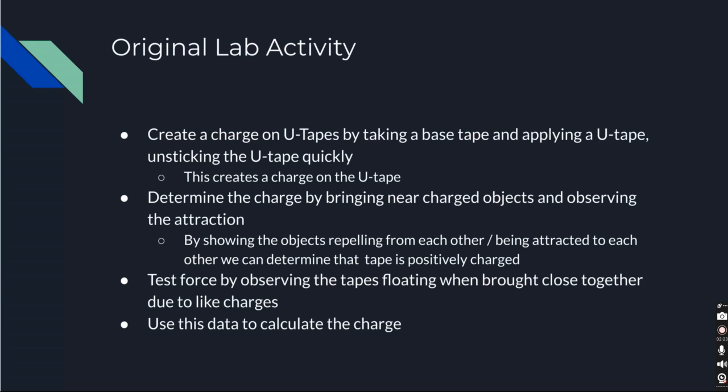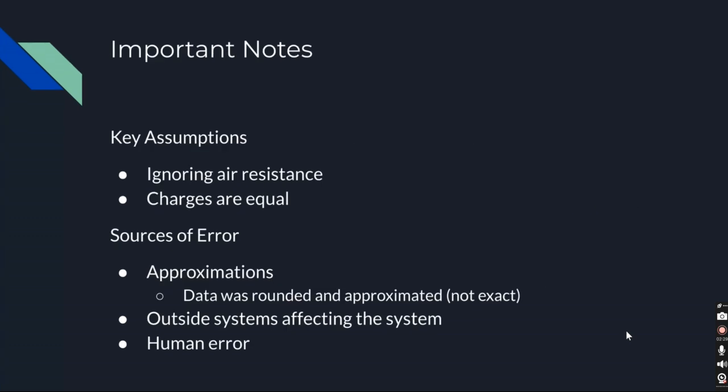and we'll use this data to calculate the charge in the lab. We've got a few key assumptions: that there's no air resistance. Additionally, the charges are equal even though they're unlikely to be perfectly equal. We also know that we're going to have some source of error because some data is found via approximation and rounding, but we're also going to have outside systems affecting the charge because the charge will not be perfectly stationary. It will be constantly changing, and there's also going to be human error involved in the system here.